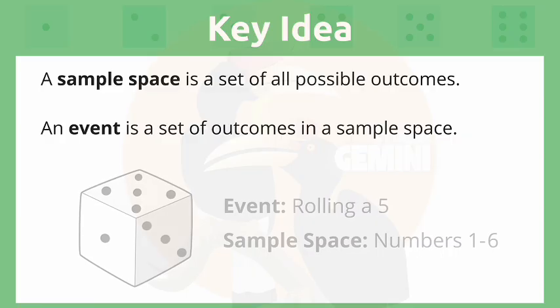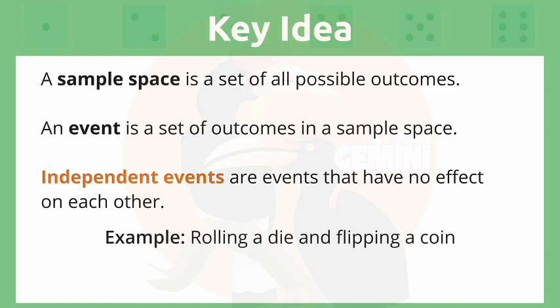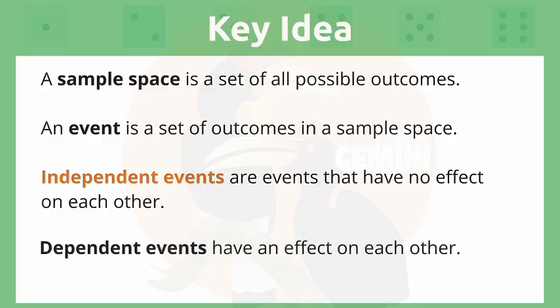So what are independent events? These are events that have no effect on each other, like rolling a die and flipping a coin. The die does not affect the coin and vice versa. If two events did have an effect on each other, such as a product's price affecting how many customers buy it, then they would be dependent events.